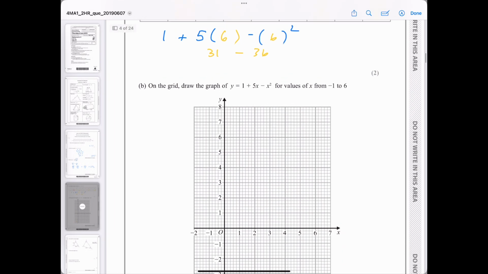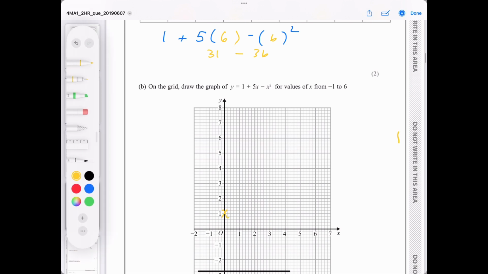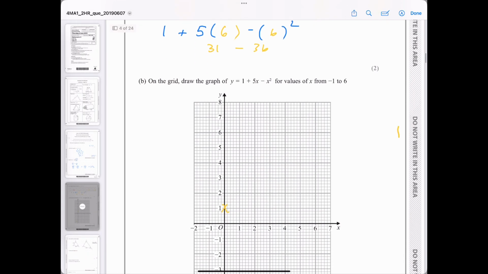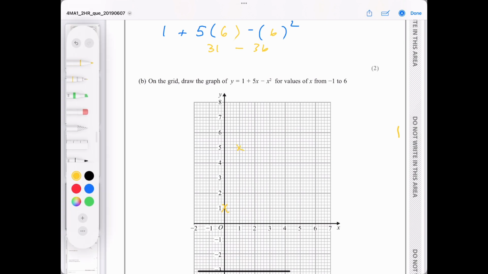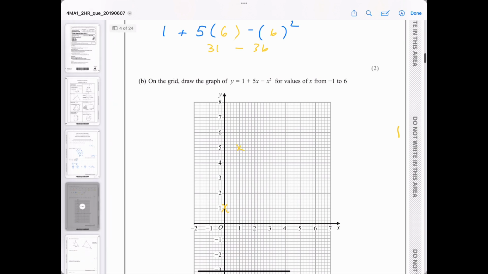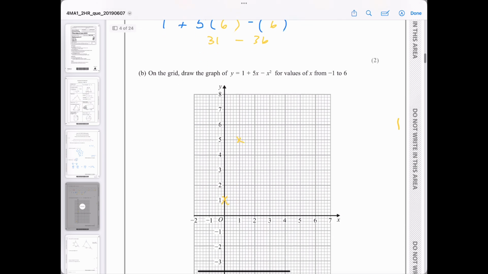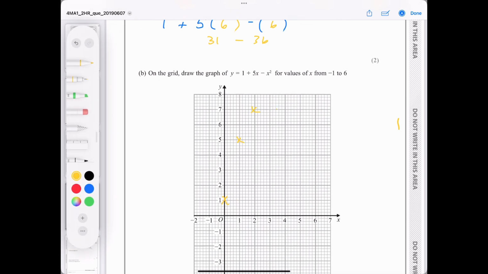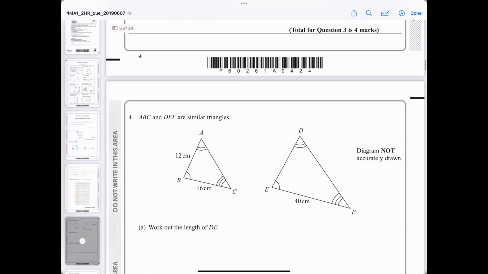0 is 1. 1 is 5. Oh, of course, this is a negative quadratic. That makes more sense, doesn't it? Then it goes 7, 7, 5, 1, and then it'll go all the way down to minus 5. I'm not going to worry about that too much. So that would go through there somewhere. Wow, that is an appallingly drawn thing. It goes all the way down there. And that is how you draw that in.